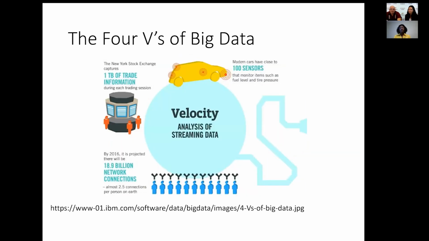The next thing is velocity. We're really seeing this with the Internet of Things, streaming of data, videos, movies, sensors in cars, the different types of networks that exist. And so velocity is another element of data that has to be taken into consideration as well.